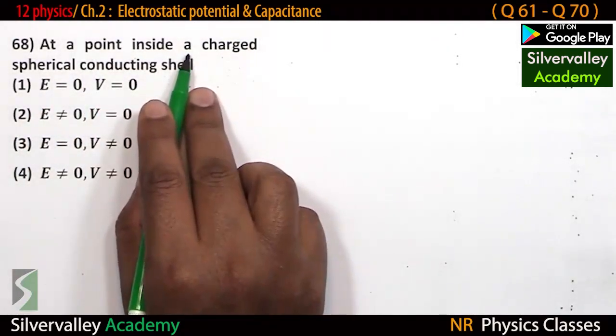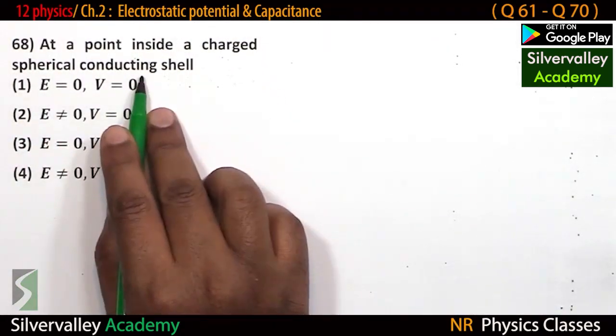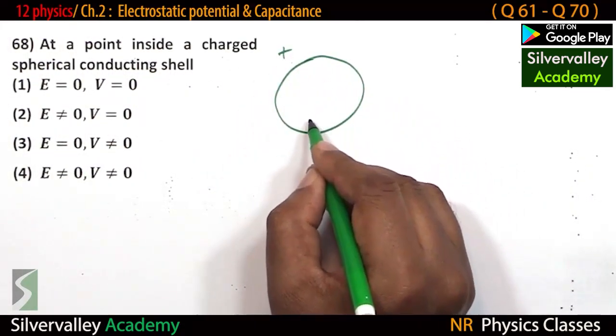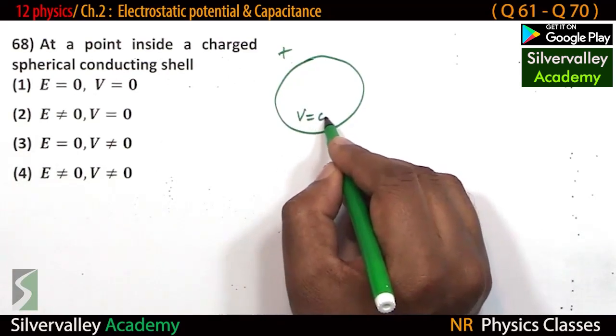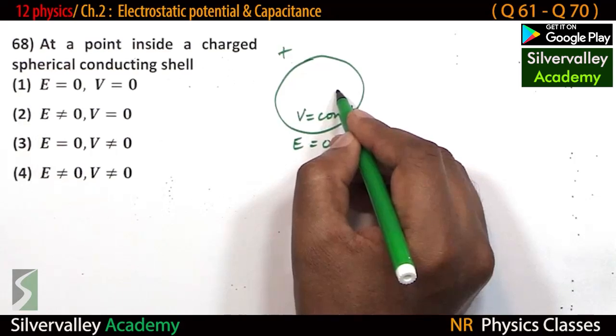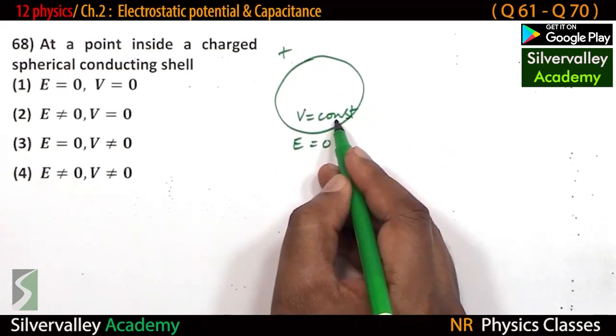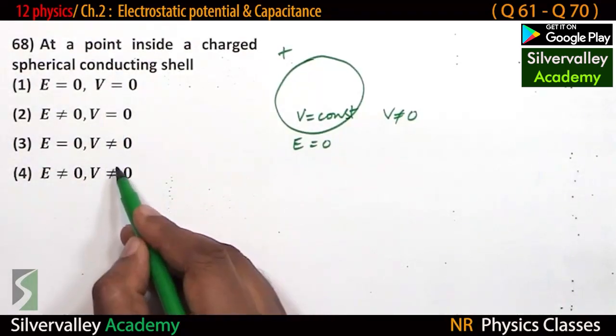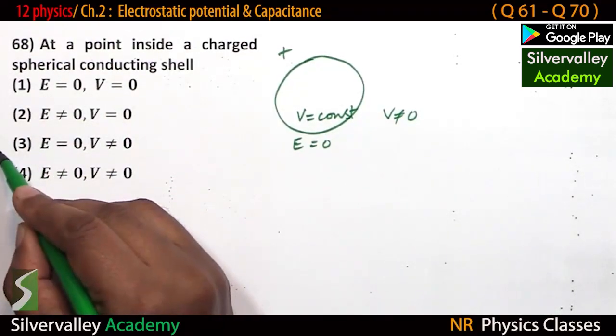At a point inside a charged spherical conducting shell, potential is constant, and we also know electric field is 0 inside the shell. Potential is constant means not equal to 0. So potential is not equal to 0, whereas electric field is 0.